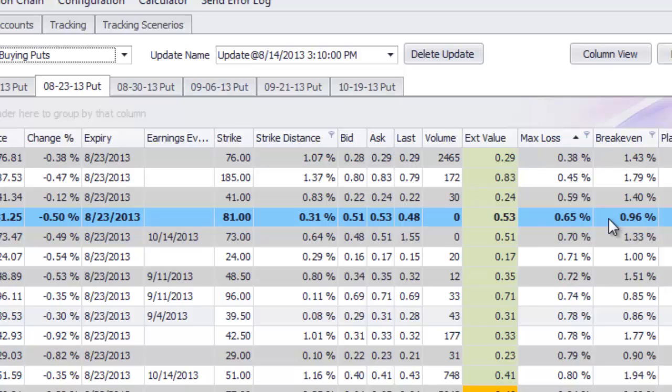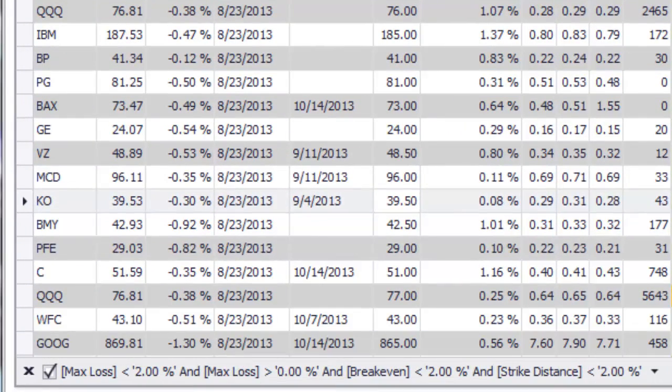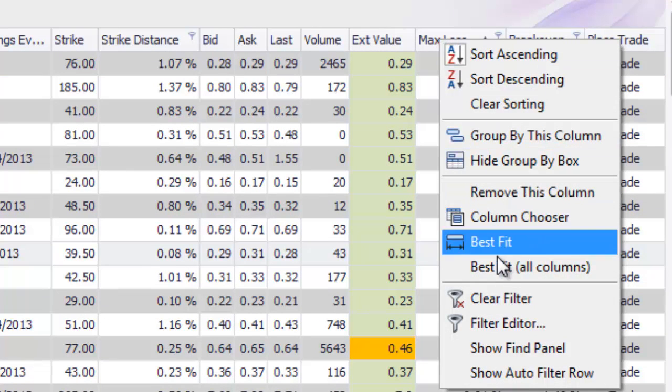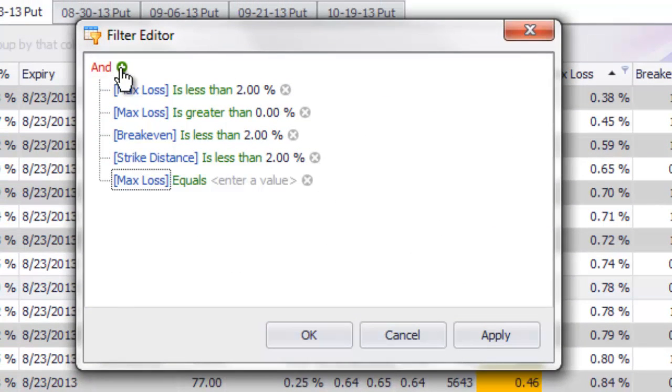I'm looking for low max loss combined with a low break-even, and I actually have filtered, as you can see, all opportunities that show a max loss of less than 2%, a break-even of less than 2%, and a strike distance of less than 2%. And if you don't remember how to do that, just right-click on any one of these columns, click on Filter Editor, and you can quickly add or take away various filter criteria in order to reduce the number of options that you're looking at.